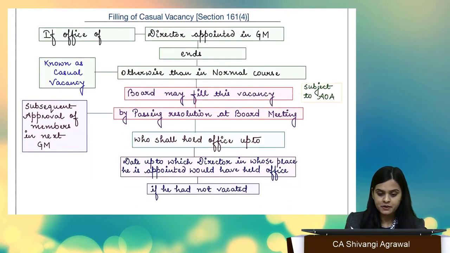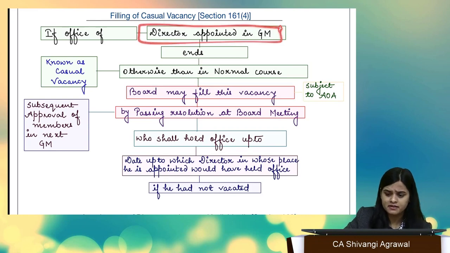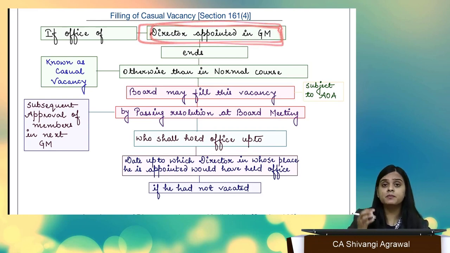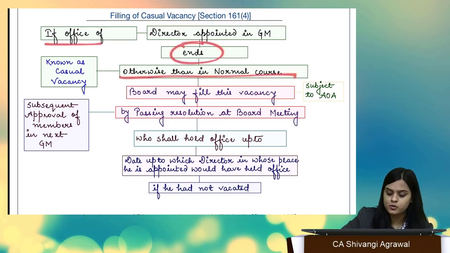Then we have casual vacancy. Casual vacancy is not like intermittent vacancy. It is for the director appointed by the shareholders in general meeting and not for the director appointed by the board or any other manner. Supposedly his office ends otherwise than in the normal course. He was appointed for a tenure of 5 years, but before 5 years, after the expiry of 2 years, he dies. This is a casual vacancy. This is not intermittent vacancy.